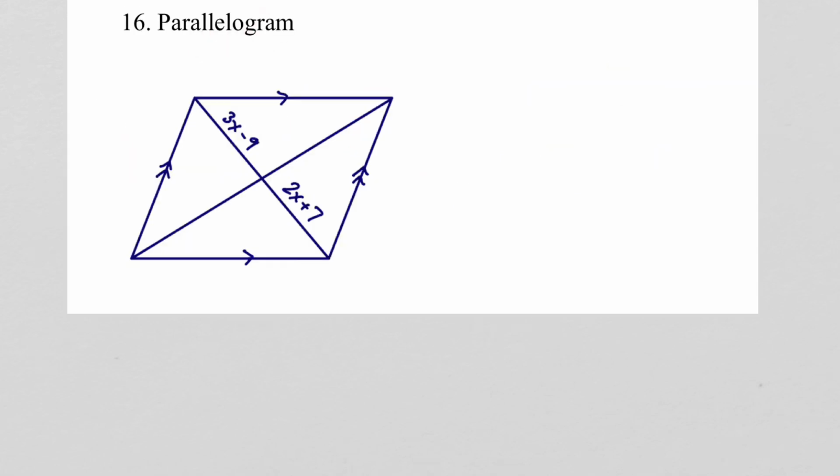Okay, if this is a parallelogram, then the diagonals bisect each other, so this is equal to this. So we have 3x minus 9 is equal to 2x plus 7. I'll bring this way, so x is equal to, I'll bring that way, and I get 16.